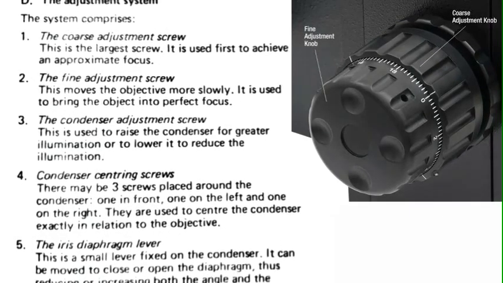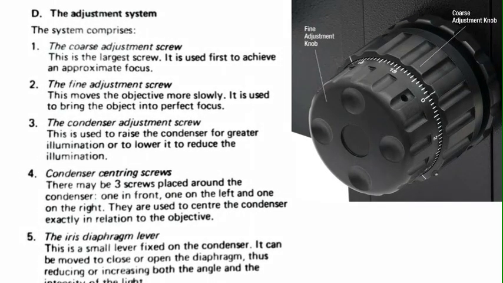The adjustment system comprises the coarse adjustment screw. This is the largest screw. It is used first to achieve an approximate focus. Second, the fine adjustment screw. This moves the objective more slowly. It is used to bring the object into perfect focus. Third, the condenser adjustment screw. This is used to raise the condenser for greater illumination or to lower it to reduce the illumination.